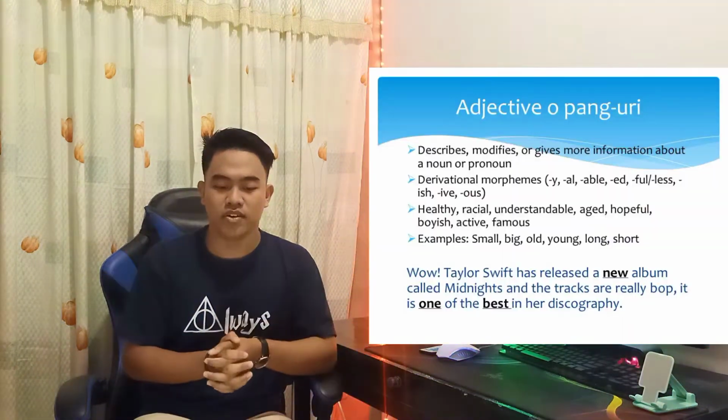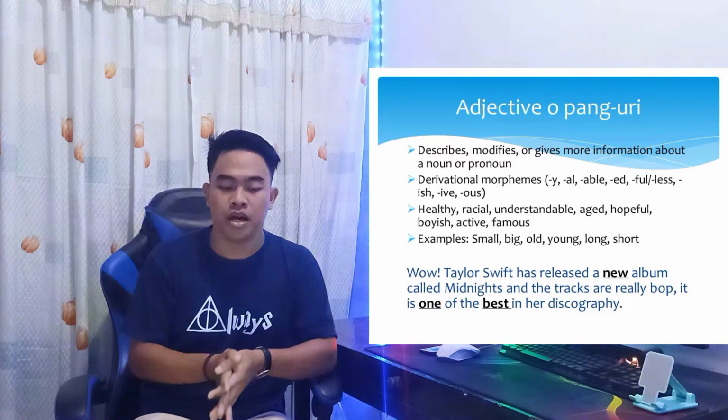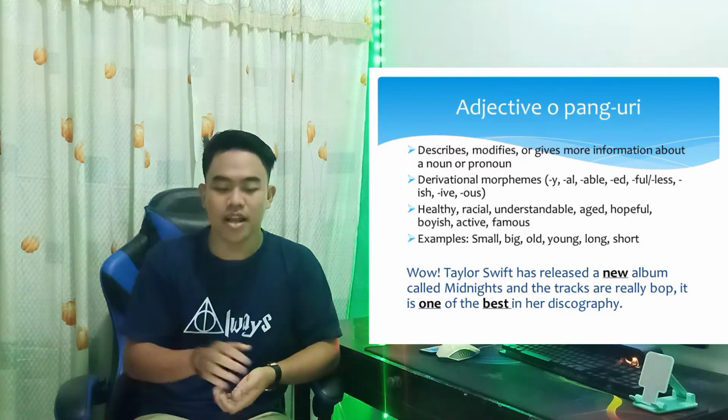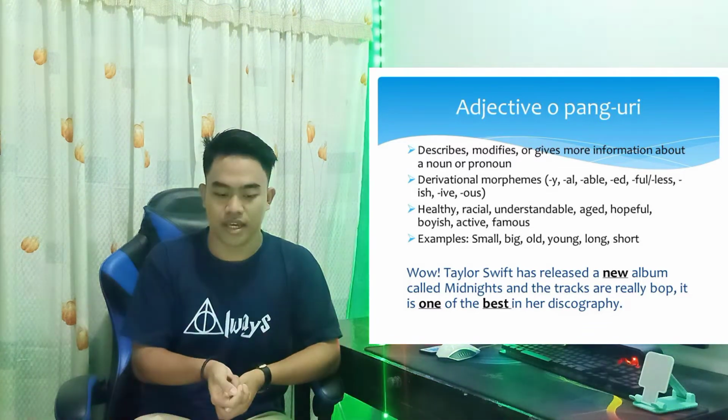However, some of you, or a few of you, my viewers, are not aware of these concepts of adjective. It simply modifies and describes a noun or pronoun, or gives more information about a sentence. For example, small, big, old, young, long, and short. In the sentence, "Wow, Taylor Swift has released a new album called Midnights and the tracks are really bop. It is one of the best in her discography."